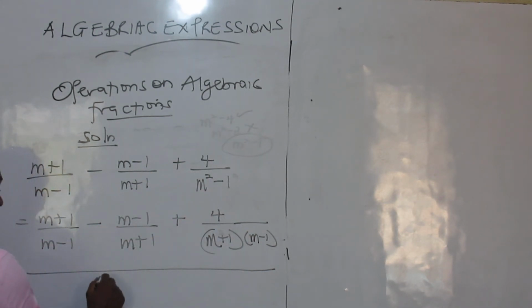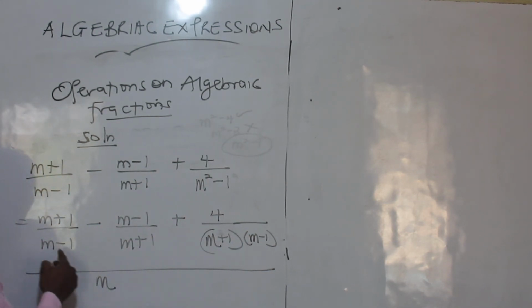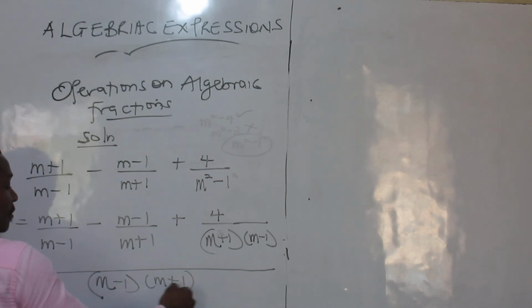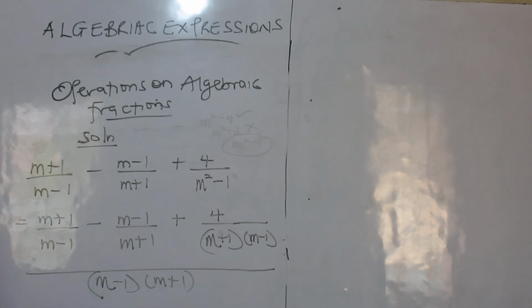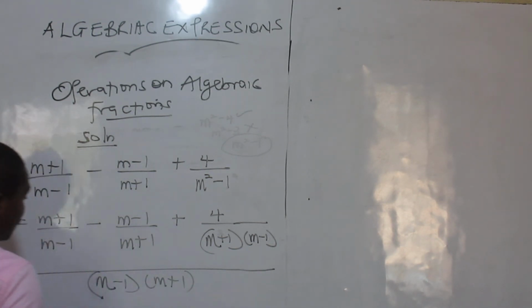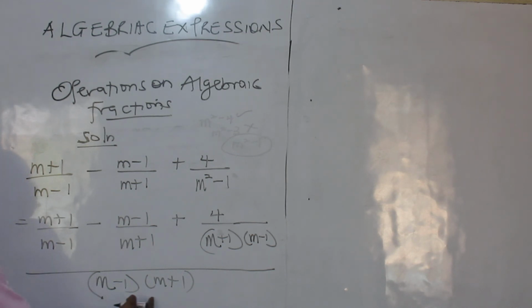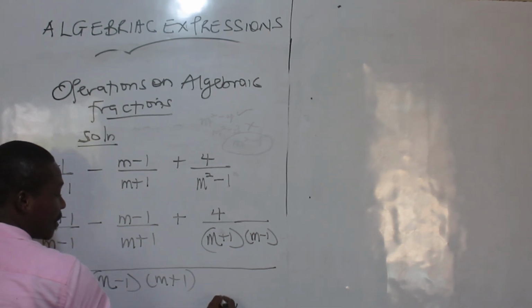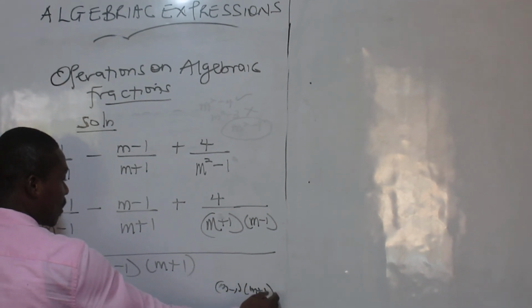So I put my denominators together. m minus 1, m minus 1. I pick 1. No repetition. m plus 1. Good. That is what I have. Now we have the 3-term approach here. Now the whole of this into the whole of that. That is what it means, please. m minus 1, m plus 1, all over what?